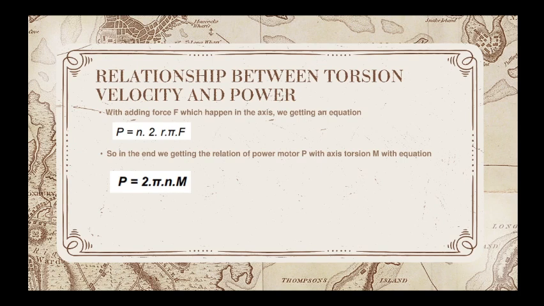With adding force F, which acts on the axis, we get an equation which is N times 2 times R times P and times F, which is force. So in the end, we get the relationship of motor power P with axis torsion M with this equation. We know P is 2 times P times N times M.